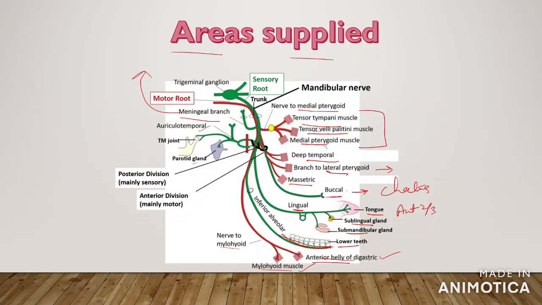The digastric branch is going to supply the anterior belly of digastric. Mylohyoid is going to supply the mylohyoid muscle, right? Incisive to the incisive foramen, mental to the mental foramen, okay? And your auriculotemporal nerve is going to supply mostly your auricle and temporal region, and your scalp included, right? So these are your areas supplied.